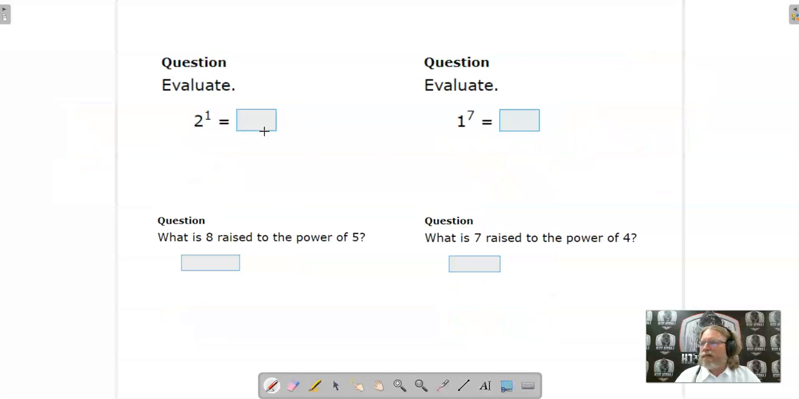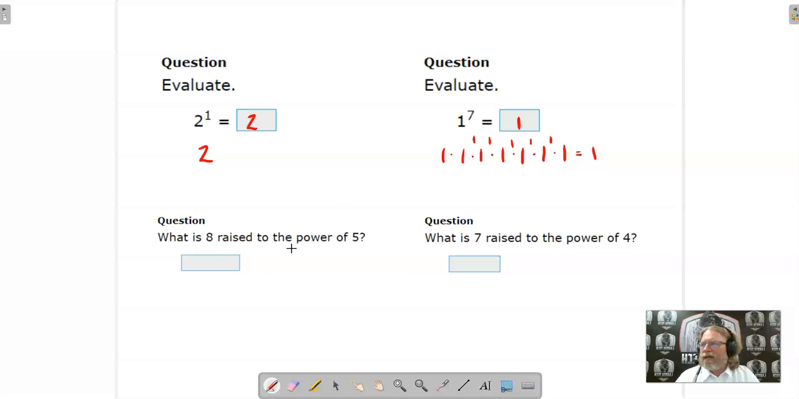So 2 to the 1st power. Well, that's just 2, right? Times itself once. So all we just have is 2 on that one there. This next question here, 1 to the 7th. Well, we could do 1 times 1 times 1 times 1. There's 4 of them, 5 of them, 6 of them, 7 of them, right? 4 and 3, 7. What's all that equal? Well, we know that 1 times 1 is 1 times 1 is 1 times 1 is 1. Get the idea? So 1 to any power is still going to equal 1. That's the key concept of that question there. Any 1 to any power is still going to equal 1.